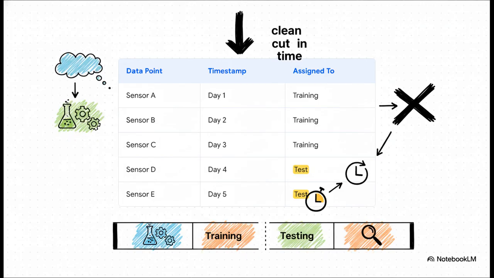And this is how you do it right. You make one clean cut in time. We're going to train the model on absolutely everything that happened up to day 3. And then we're going to see how well it predicts day 4 and day 5. Now the model has zero information from the future. This is the only way to get a real, honest look at how well your model actually performs.